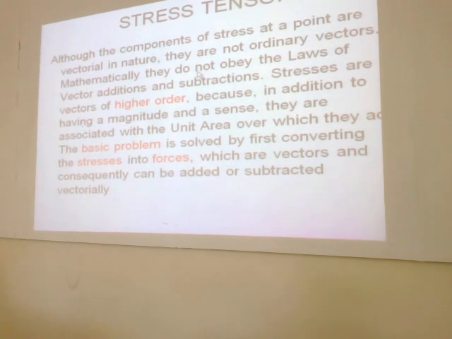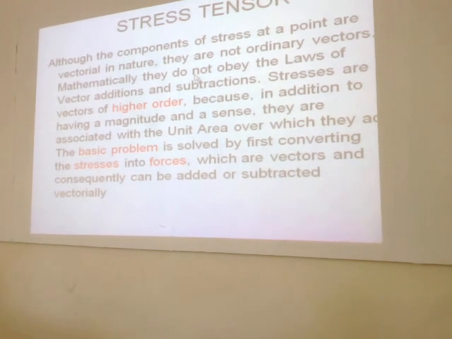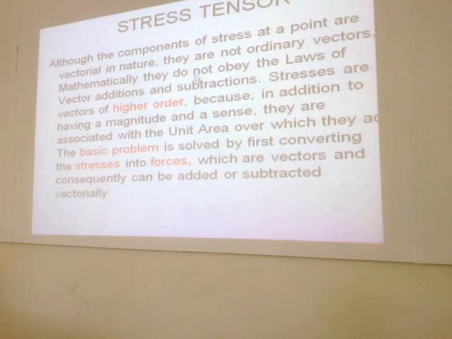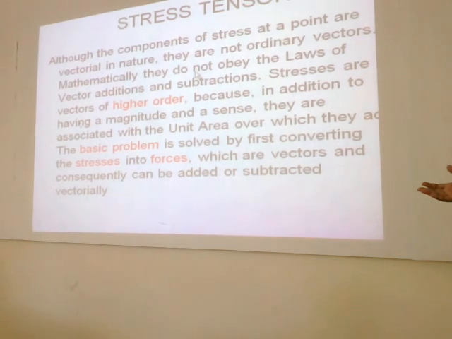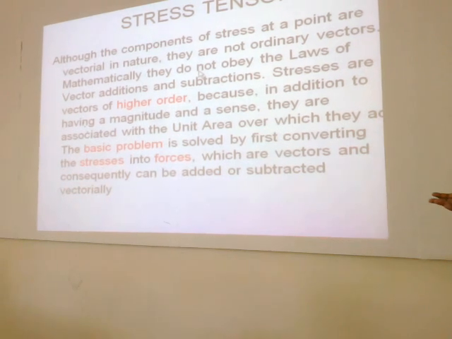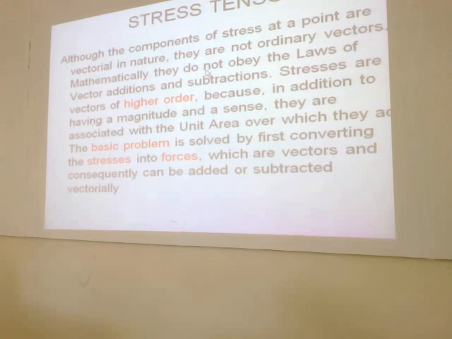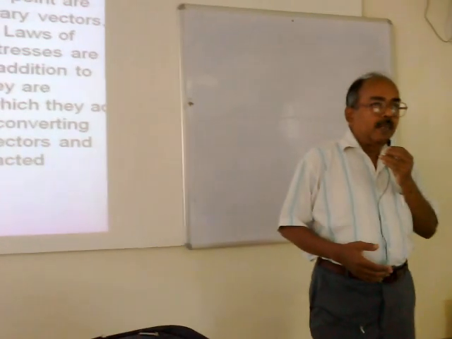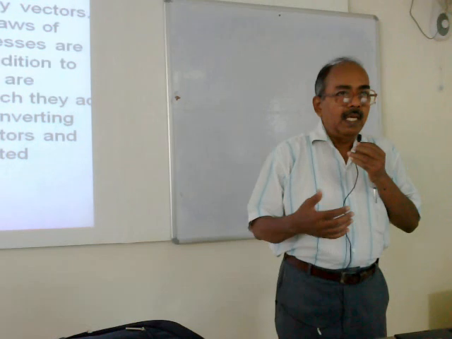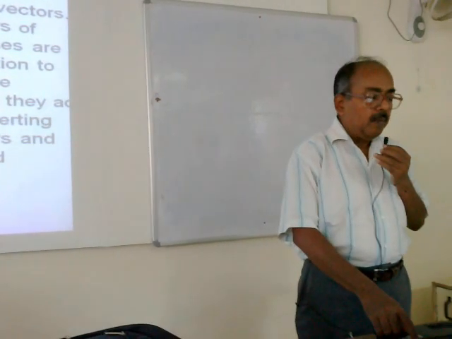So therefore, the basic problem is solved by first converting the stress to force, multiplying with the area that you have seen. In the case of algebraic sum, the moment of the forces equals 0, and we get complementary shear stress quantities. So therefore, these vectors consequently can be added or subtracted. We give an example in the next and we define what simplification we do for engineering problems.